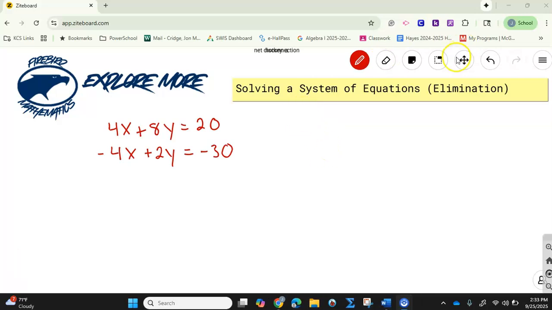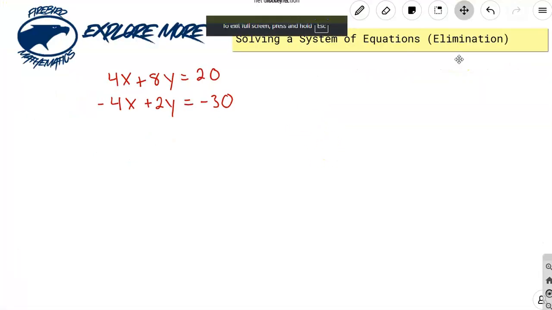All right, welcome back to some more Explore More today. So today we're going to explore more about solving systems of equations. If you watched the last video, we used a method called substitution. Today we're going to learn a second method called elimination.